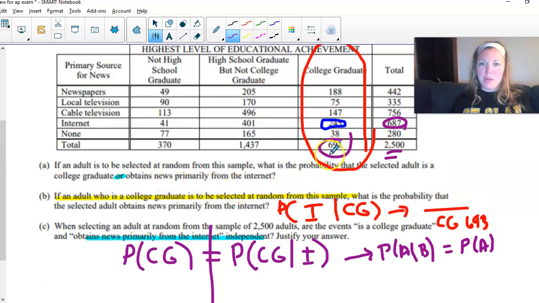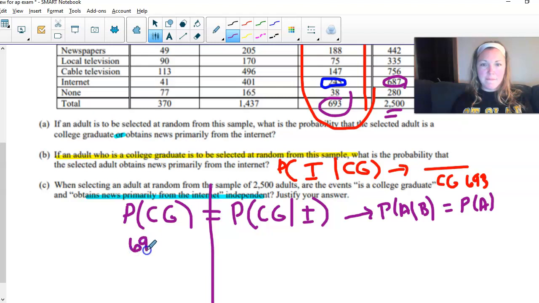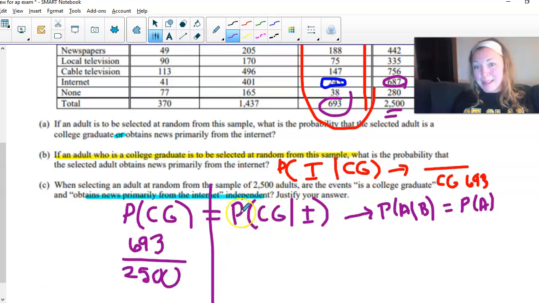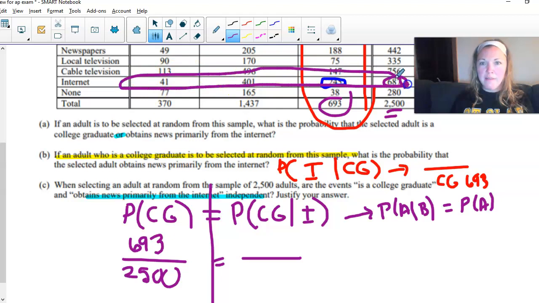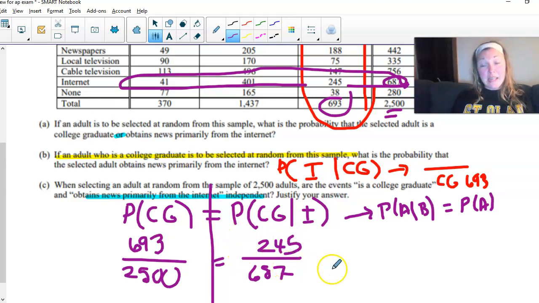College graduate. How many college graduates do I have? 693 out of 2,500. Again, no conditions here. Now I'm going to look at this one like a separate one, right? Okay. Given they get their news from the internet, that's this row right here. What's the probability they're a college graduate? Okay. So again, in the denominator, all my internet people, that's 687. In my numerator, both college graduate and internet, that's right there, 245. Divide those decimals out. If they are equal, they're independent. If they're not equal, you say not independent.